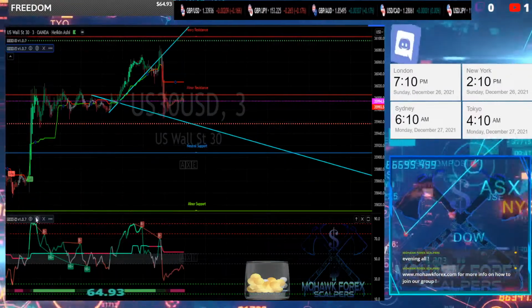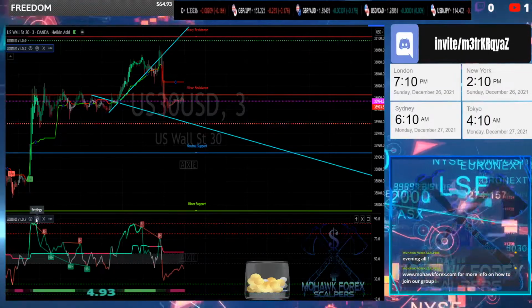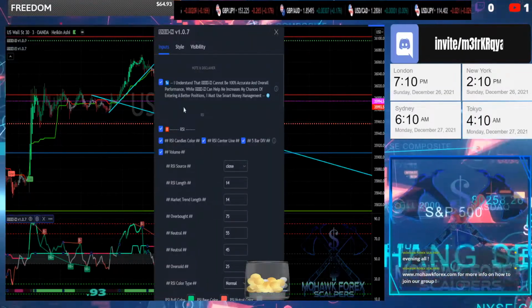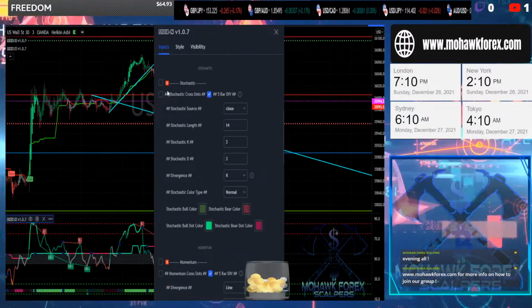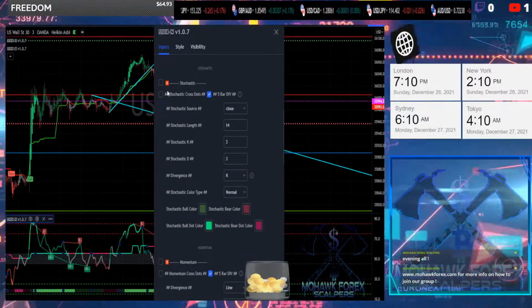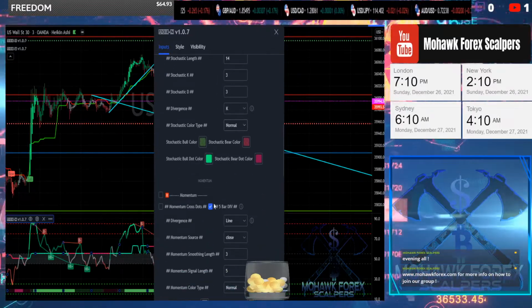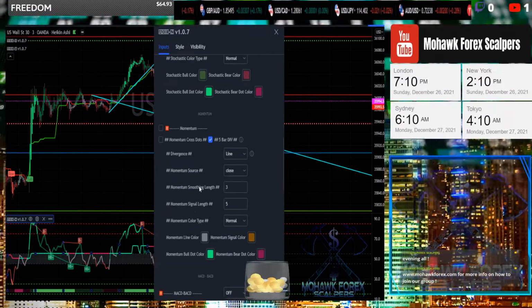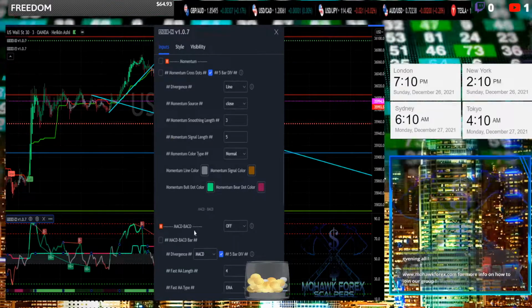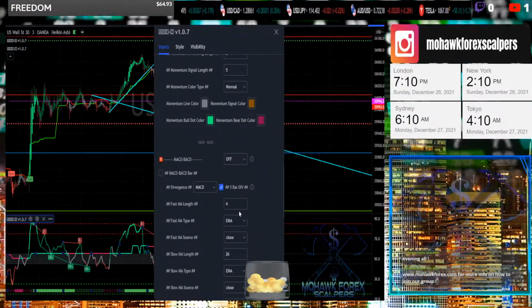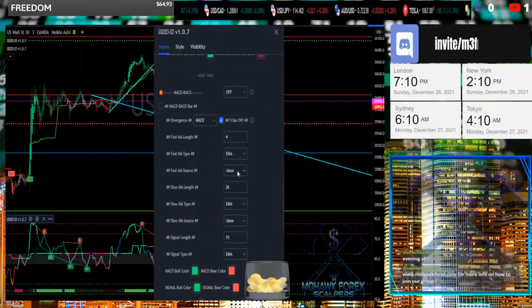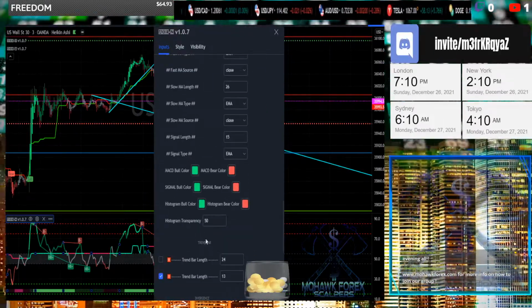Finally, our favourite is the Z. And on the Z system, we've got our custom RSI. Or you can have a stochastic on there instead, or you can have a momentum indicator as well. And then you've got MACD and BACD. You can have both off or just use one as well if that's your thing. And again, all the settings can be changed.